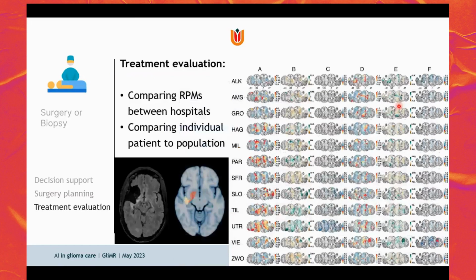Finally, we can use a similar approach to compare, for example, the resection strategies used in different hospitals. So here we've created resection probability maps for over 10 hospitals across the world, and try to identify whether there are differences in their practice, which could lead to, well, discussions on which of the approaches is best.